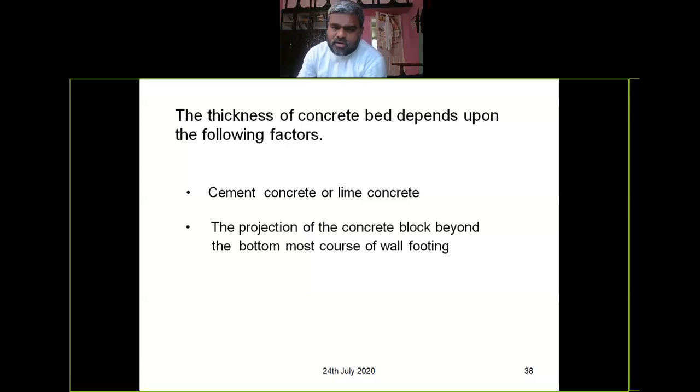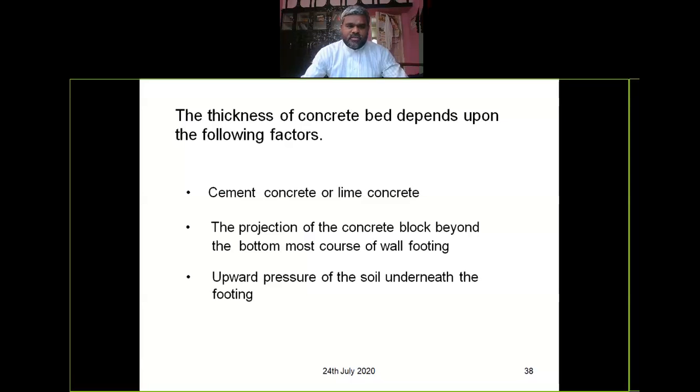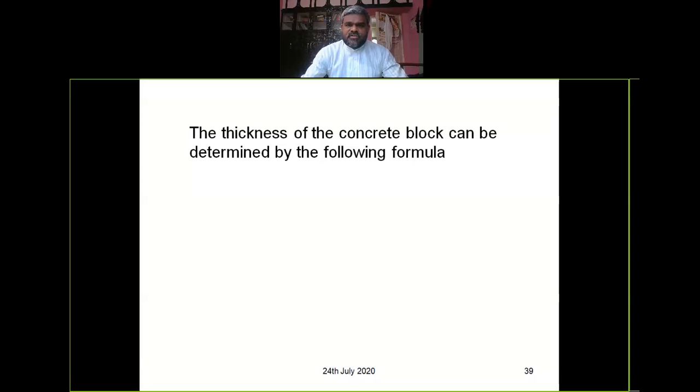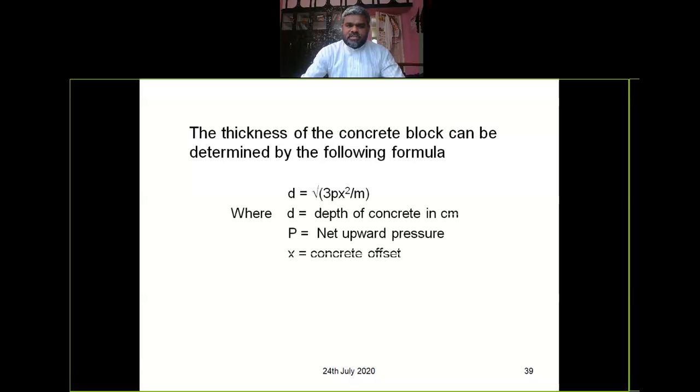the projection of the concrete block behind the bottom-most course of a wall footing, and the upward pressure of the soil underneath the footing. The thickness of the concrete block can be determined by the following formula: D = √(3p x² / m), where D is the depth of concrete in centimeters, p is the net upward pressure, x is the concrete offset, and m is the modulus of rupture of the concrete block in kg per cm².